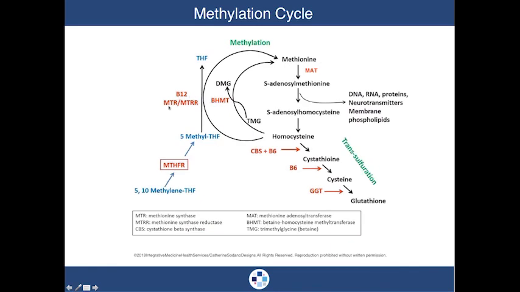And here are the enzymes, MTR and MTRR. The MTR is methionine synthase, and MTRR is methionine synthase reductase. Don't worry about the names of these enzymes a whole lot. Just know that this is where 5-methyltetrahydrofolate or 5,10-methylenetetrahydrofolate is needed for methylation, to convert homocysteine back to methionine, back to what methylation is actually needed for.